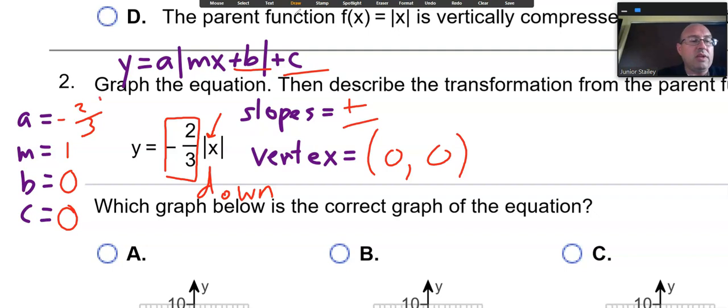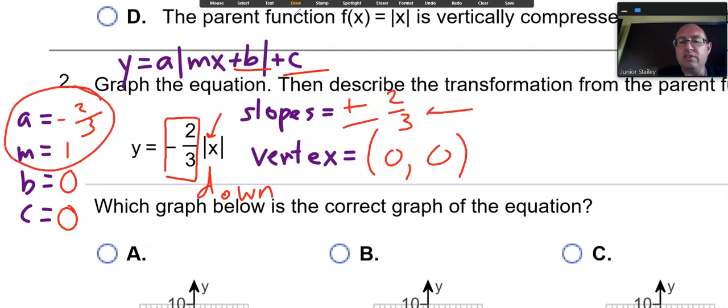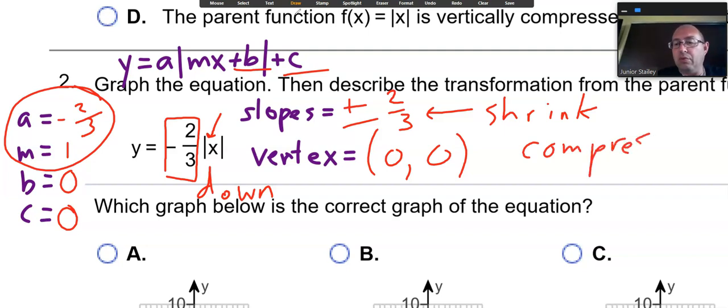Plus or minus a times m would make that 2/3. So because this is a fraction, we're going to be shrinking the y values. I think this particular Math Excel likes to use the word compressed, but it's the idea of shrinking. Okay, so let me jump down to the picture.